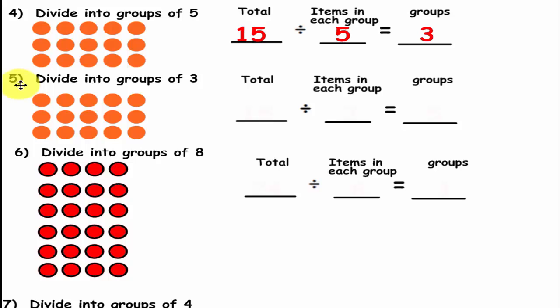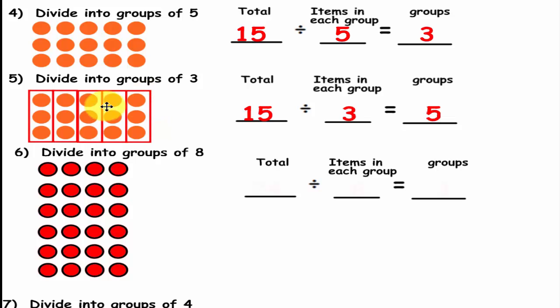Okay, let's look at number 5. And this time we're going to take the same number, 15, but we are going to divide it into groups that have 3. So here's 15, and we have 3 items in each group. What does that look like? Well, here's what it looks like. Here we have 3, so we have 1, 2, 3, 4, 5. So we have 5 groups with 3 in each group.